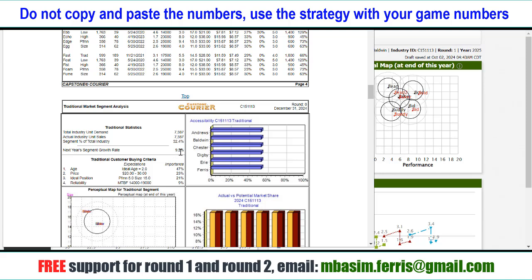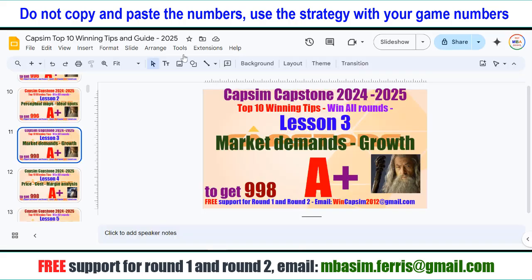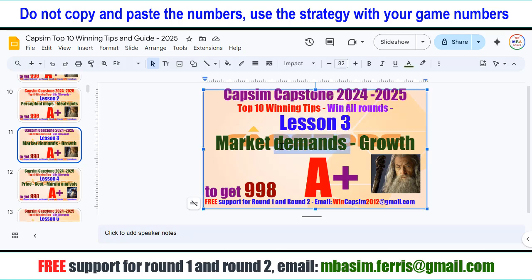4% here, increase 4%. So traditional and low-end are more important. Traditional and low-end more important, right? So you need to understand that. Focus on traditional and low-end.